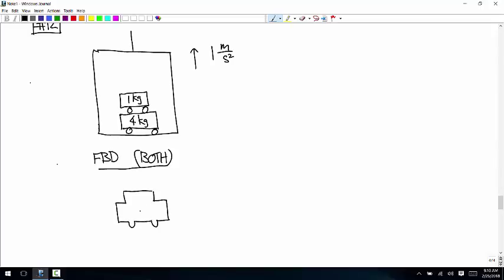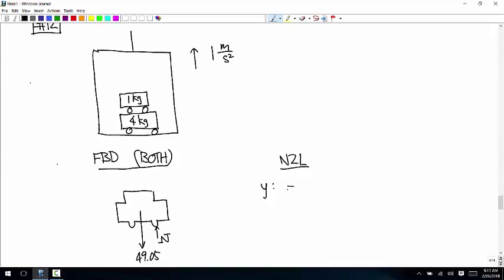The total mass is 5 kilograms, so 49.05 down. And now go around the boundary looking for contact, and the only contact is that normal force, the pushing contact from the elevator to the lower cart. And then Newton's second law. Let's only use the y equation because nothing's going on in the x direction.